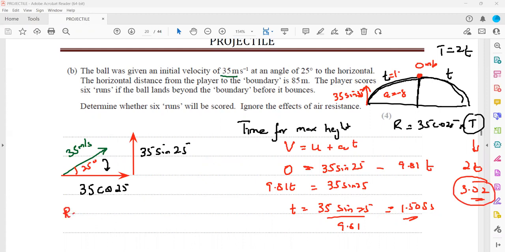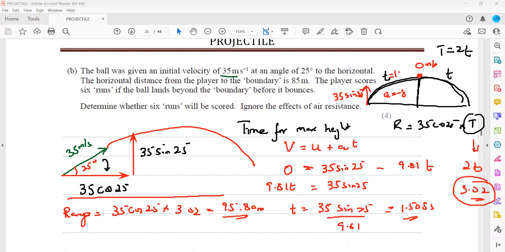Now we can find the range. Range equals the horizontal component, 35 cosine 25, into the total time, 3.02. When we multiply, it will be 95.80 meters. So this projectile will cover 95.8 meters, which means it will land beyond the boundary, after 85 meters. So the player will score 6. Is this one clear?